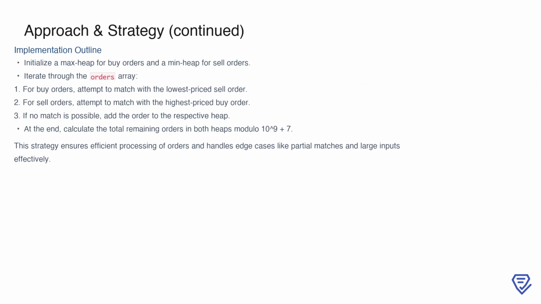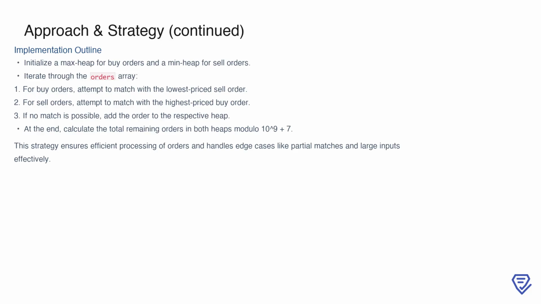To implement this strategy, we start by initializing two heaps, a max heap for buy orders and a min heap for sell orders. Then, we iterate through the list of orders. For each buy order, we attempt to match it with the lowest priced sell order in the sell heap. Similarly, for each sell order, we check for a match with the highest priced buy order in the buy heap. If a match is impossible, the order is added to its respective heap.